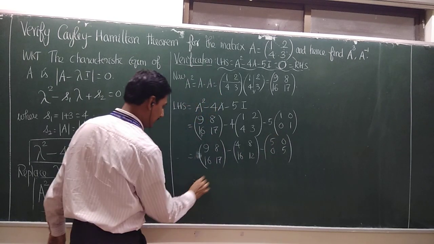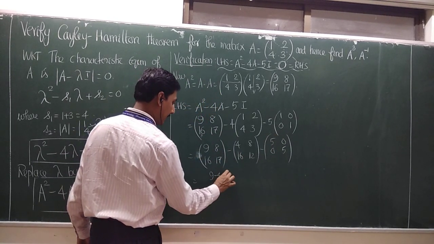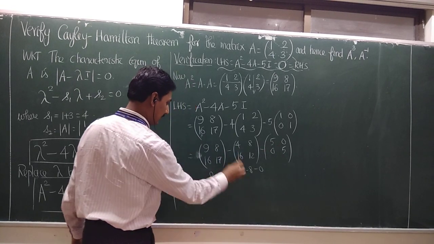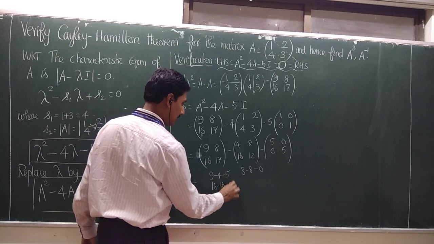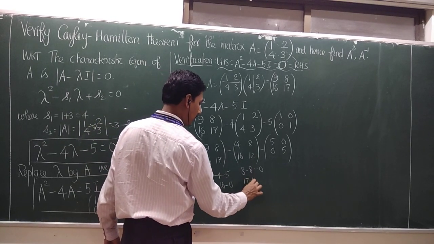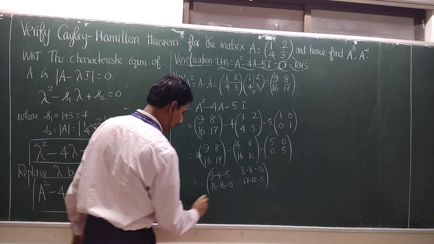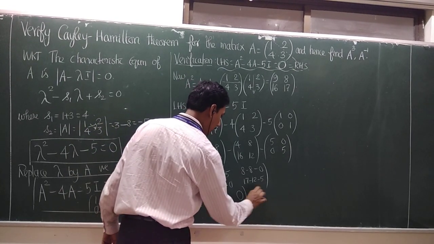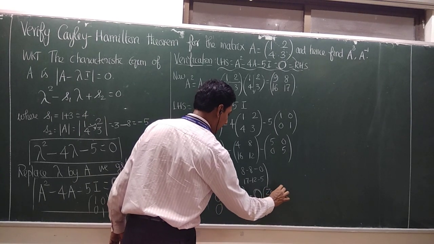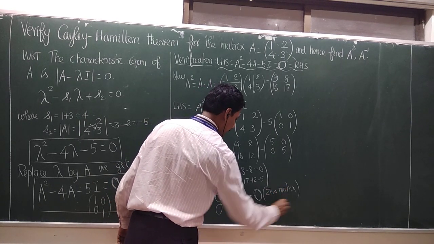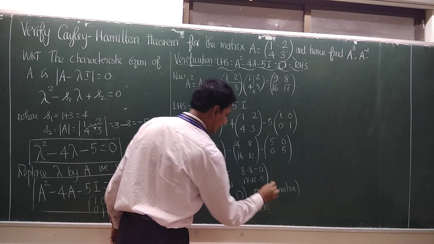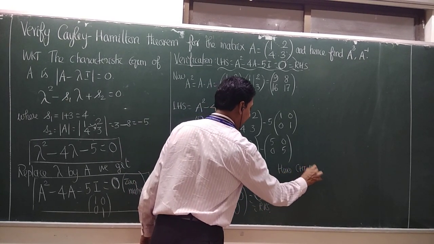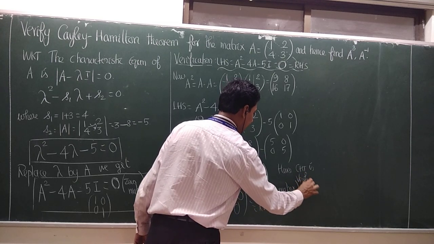So what does it mean? This means 9 minus 4 minus 5, 8 minus 8 minus 0, 16 minus 16 minus 0, and 17 minus 12 minus 5. As you see, we get 0, 0, 0, 0, which is equal to the zero matrix. So that is the right hand side. Hence, the theorem is verified. Hence, the Cayley-Hamilton theorem is verified.